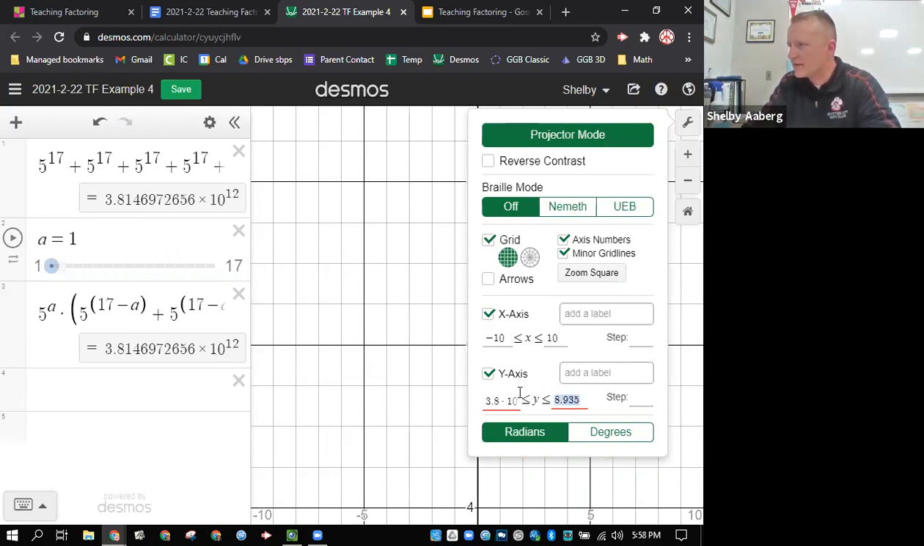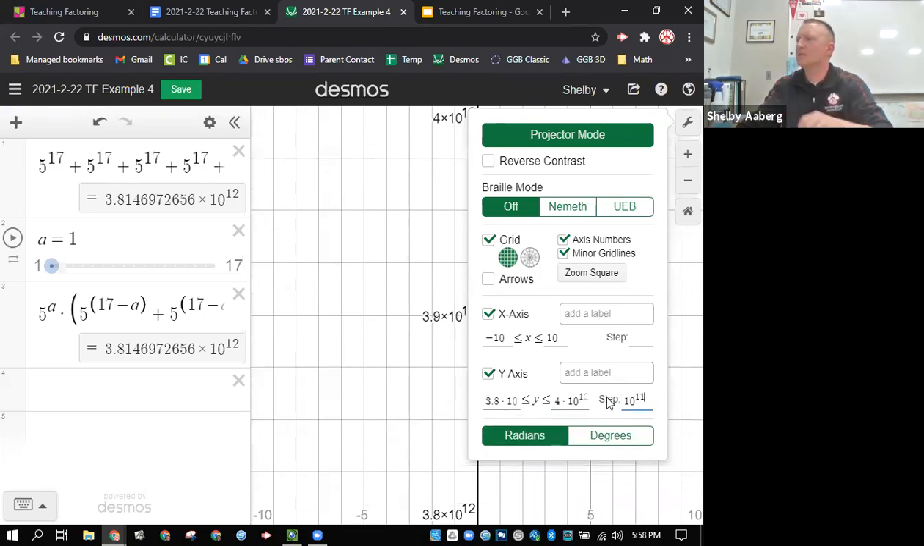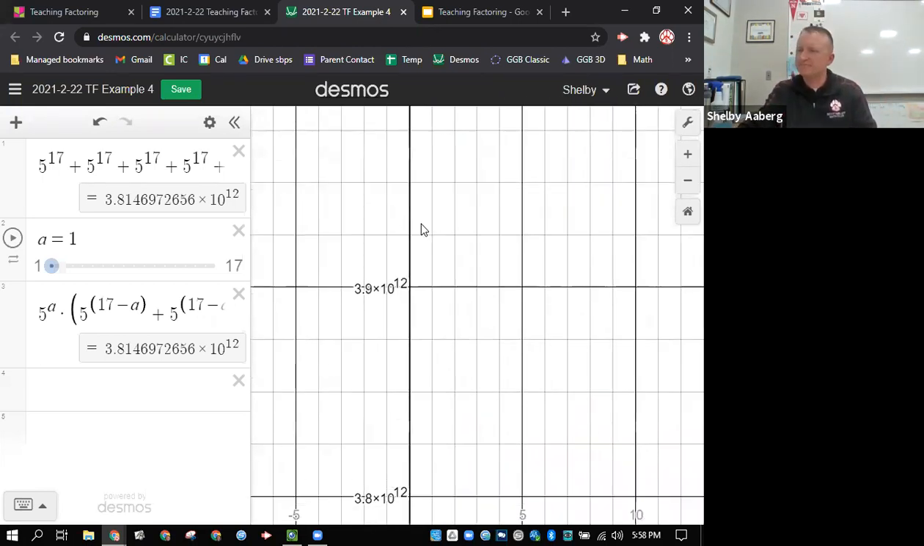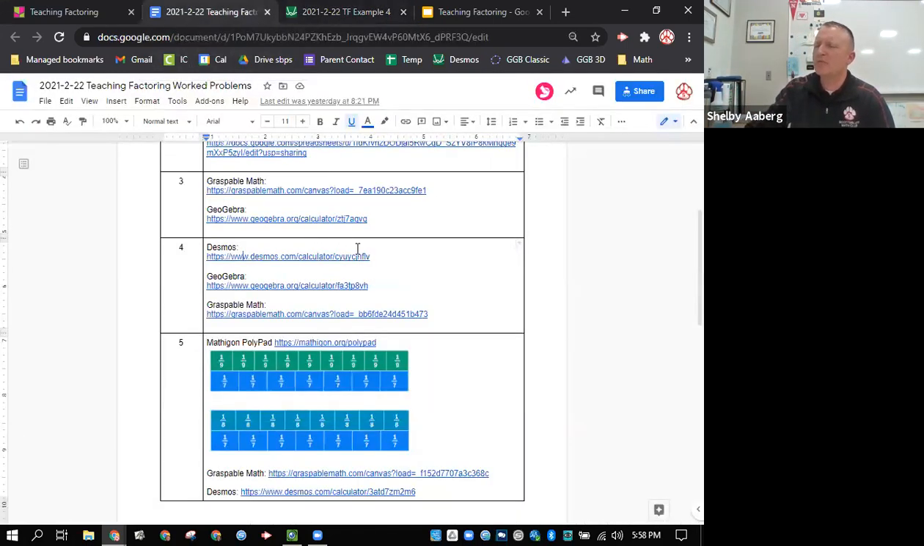And then his friend, 4 times 10 to the 12th, and a step size, I don't know, how about 10 to the 11th? Why not? And notice, I don't see anything. I'm looking at this and there's not any colored bubbles here. My kids that are Desmos addicts, they would look at this and go, I don't know what to do. So let's talk about another approach. Let's use GeoGebra and see if we can get anything from that.